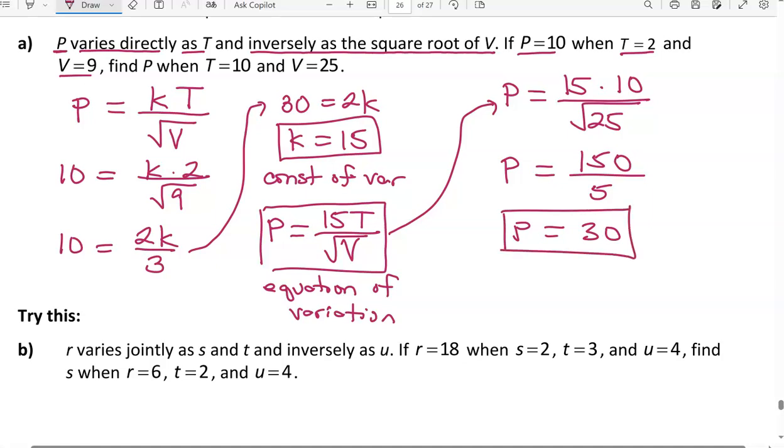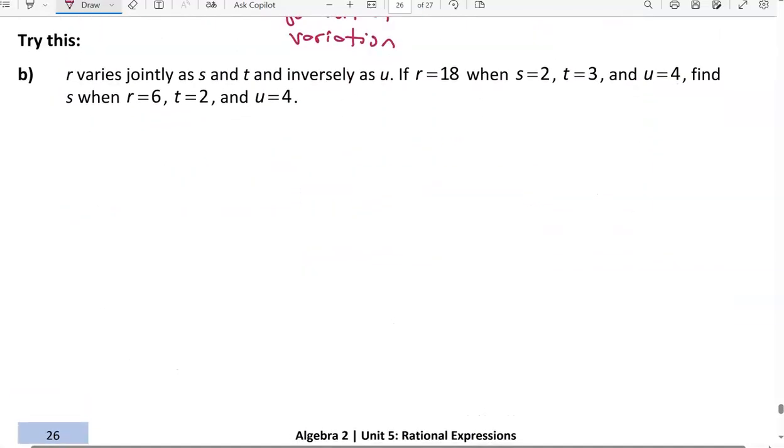So we have three answers. We have the constant of variation, the equation of variation, which is the equation with that constant inserted, and then finally the value that was asked for. All right, try the next one on your own. Pause the video while you do this.